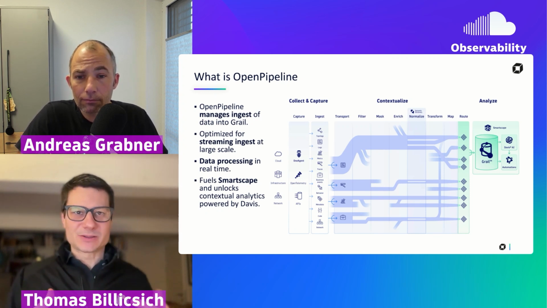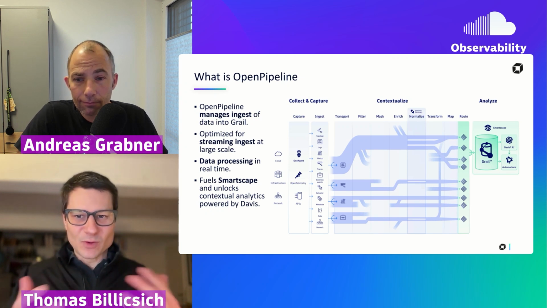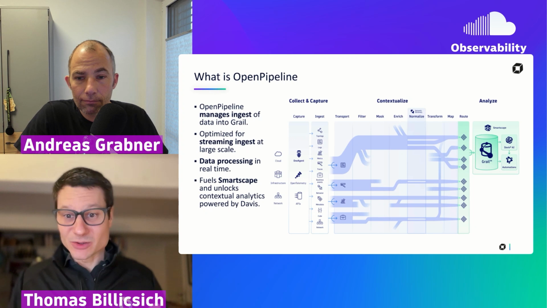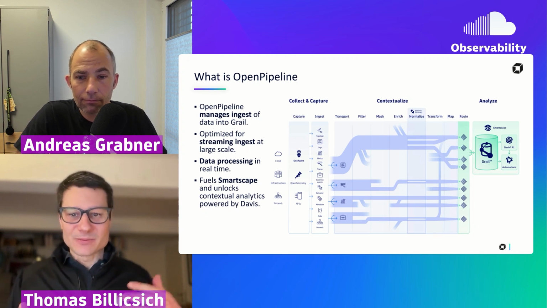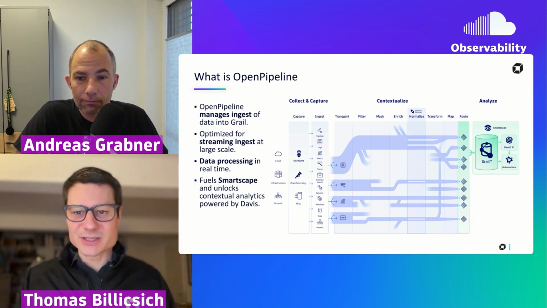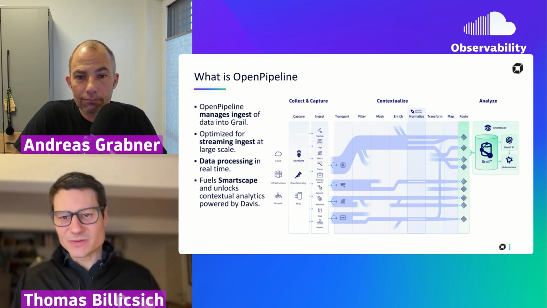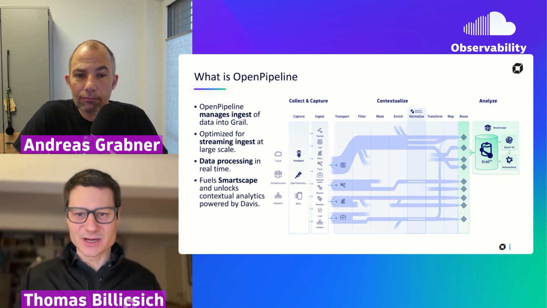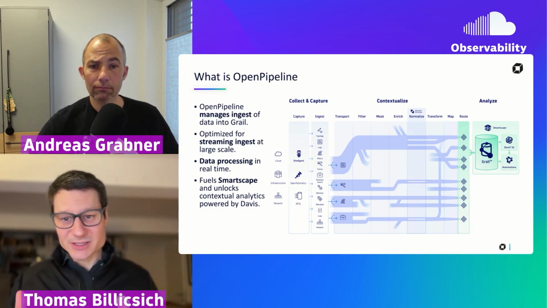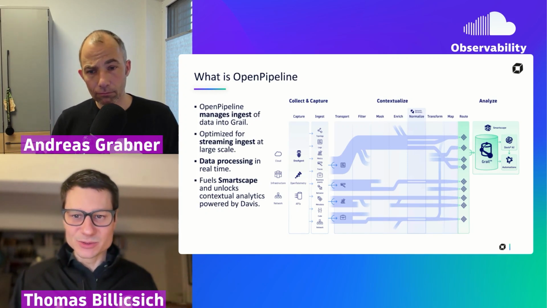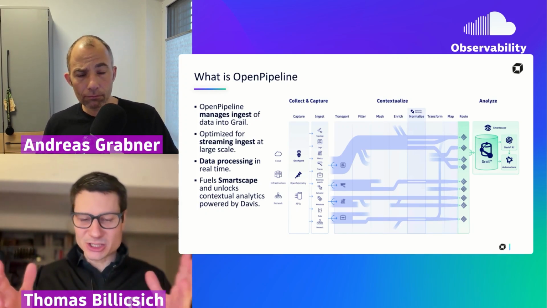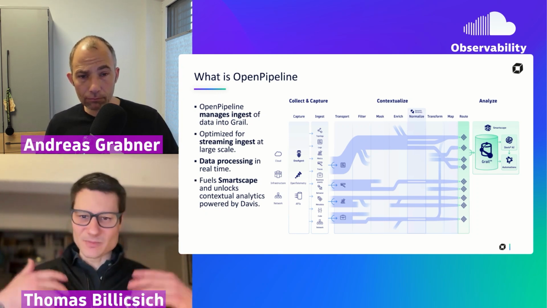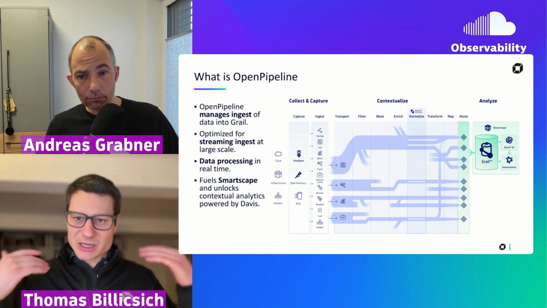So we're talking about normalizing formats from different sources. We're talking about cleaning it up so that there's no sensitive data. We're talking about removing noise, reducing cost, all those things you can do in OpenPipeline. So it manages the ingest of data into Grail. It's optimized for streaming ingest, so it's not a classic ETL solution, where you take a batch of records and move it from some place to another. It's optimized for streaming large-scale data.